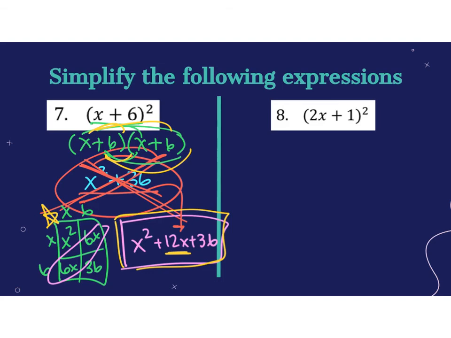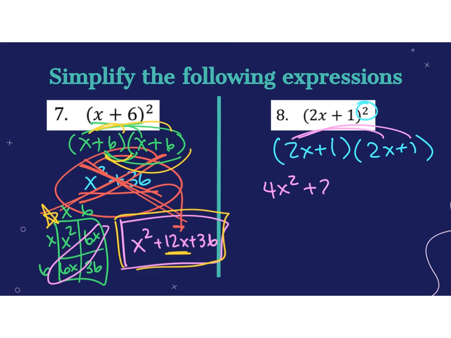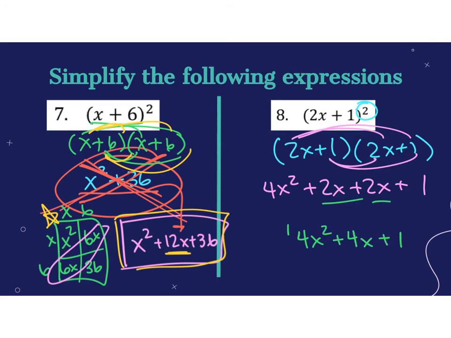So 2x plus 1 times itself 2 times is 2x plus 1 times another 2x plus 1, which gives me, if I just do distribution here, I'm just going to do distribution and make a list of terms. So 2x times 2x is 4x squared. 2x times 1 is 2x. And then 1 times 2x is another 2x, and 1 times 1 is 1. I end up with 2x and 2x in the middle. That's 4x squared plus 4x plus 1.